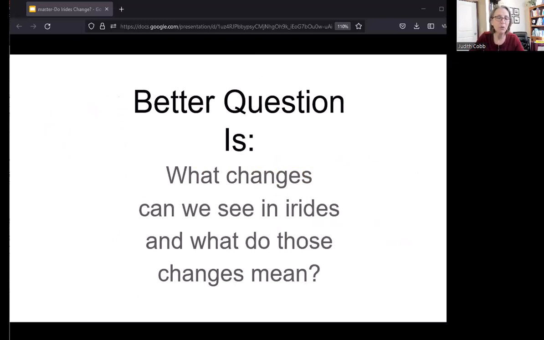So the better question isn't just what changes do we see, but it's what changes can we see in irides and what do those changes mean? Right? The idea of ask a better question to get a better answer. I love that. If I'm not getting the right answer or getting an answer that is meaningful to me, I keep asking why, what, how, and keep drilling down, what would happen if, right? So ask better questions, because we do know that irides change. They just don't change the way I was originally taught they would change 4 decades ago.